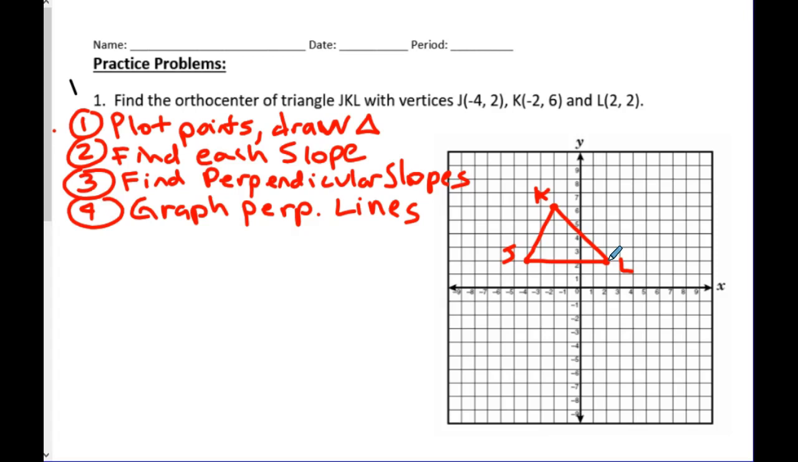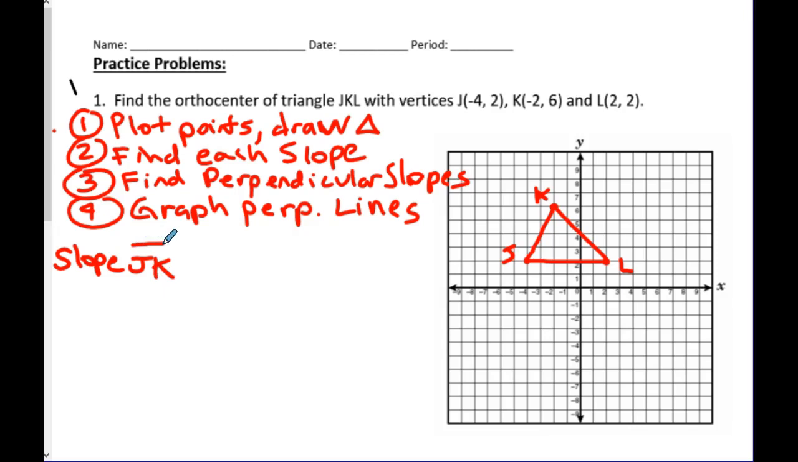All right, so first step, we plotted them and we drew it. Second step, we need to find each slope. Now, stay with me as I do this, okay? Let's pick a side, and the side we're going to pick is JK. Listen, JK. So, slope of JK.